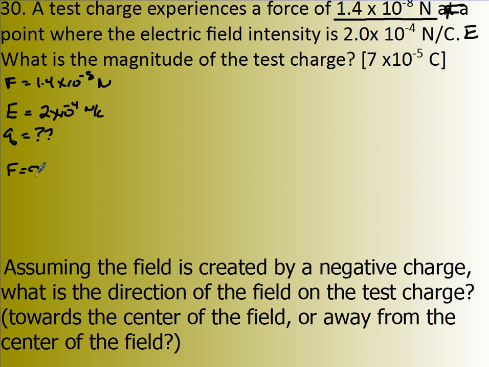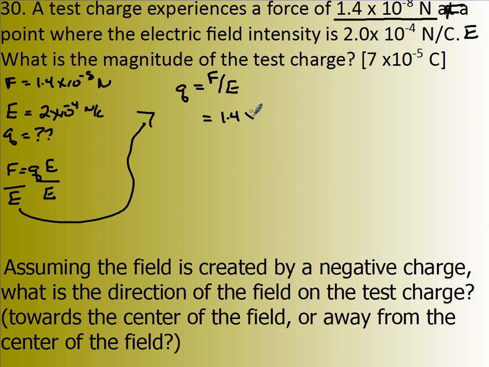I know F is QE, so I want Q, so I divide both sides by E. Let me do this up here. So Q is the force divided by the electric field. The force is 1.4 times 10 to the negative 8 newtons, and the electric field is 2 times 10 to the negative 4 newtons per coulomb. So you wind up with 7 times 10 to the negative 5 coulombs.